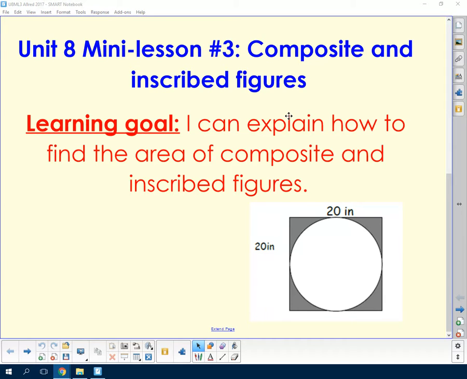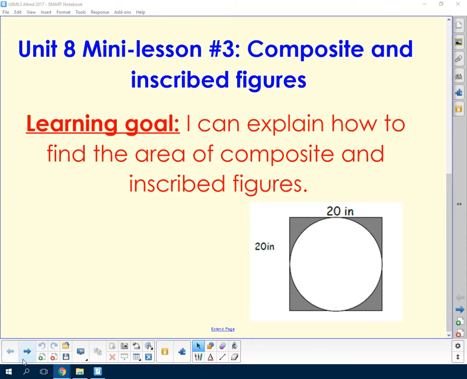Today we're going to talk about composite and inscribed figures. These are complex two-dimensional shapes where one is inside of the other or one is next to the other. And we're going to find the area of either the shaded region that is in between them, or the composite area of them together. You should be able to explain how to find the area of composite and inscribed figures by the end of this short little video.